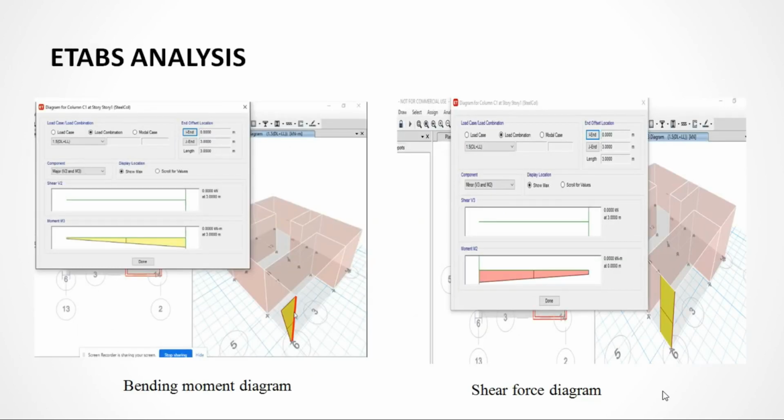The team has also done a software analysis with ETABS. This is the BMD and SFD diagrams of the structure. It conveys that the bending moment and shear force of this structure were less than those of a conventional structure. Therefore, it is safe.